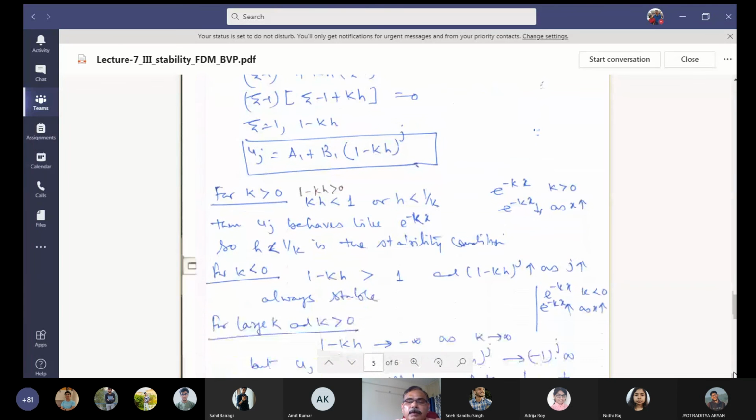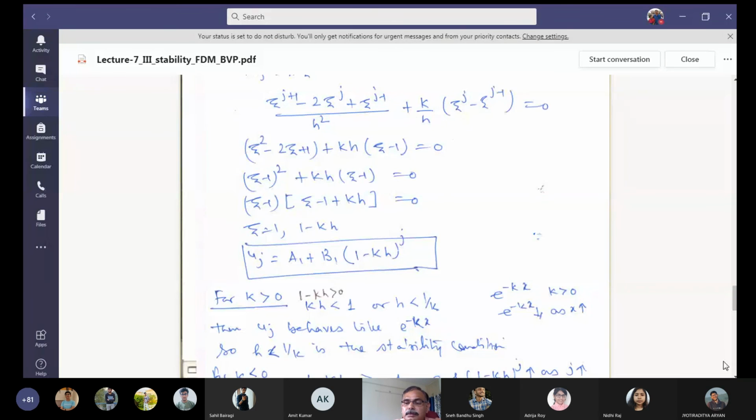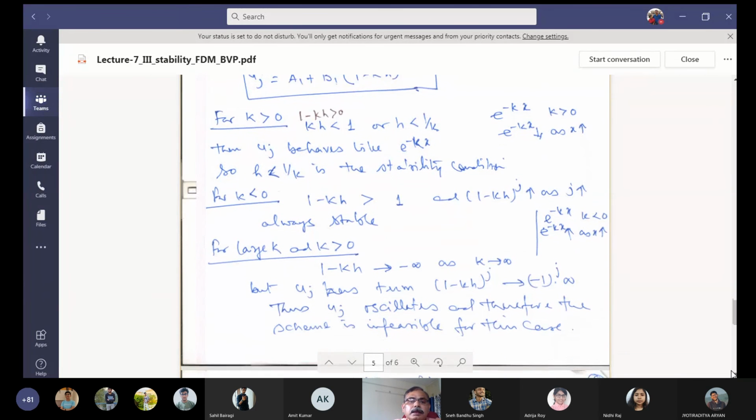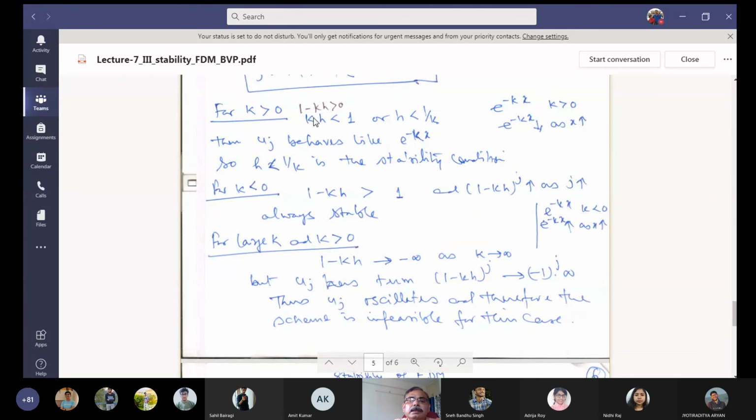So for k greater than 0, let us take that kh is less than 1, I mean this quantity is greater than 0, and then you see that uj behaves exactly like e to power minus kx, because it is very obvious, nothing is there to say. So e to power minus kx goes to 0 as x approaches infinity for k greater than 0. Similar behavior you see here also, so there is no difference. And similarly, you can see for k less than 0, 1 minus kh. So exactly the similar way.